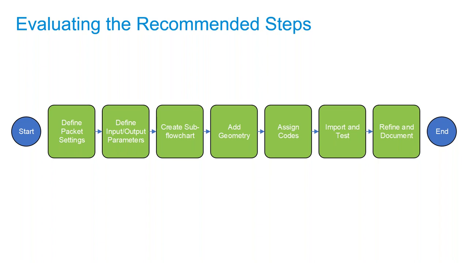Our very first statement decision is: is this a metric or an imperial unit subassembly? And then we go into the process of assigning the codes that will be extracted inside Civil 3D that will help complete our corridor or help build our code sets inside Civil 3D. And then again, we're going to import and test, we're going to refine, and we're going to document our findings.